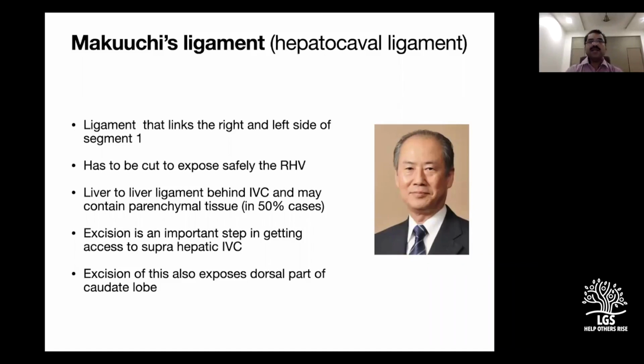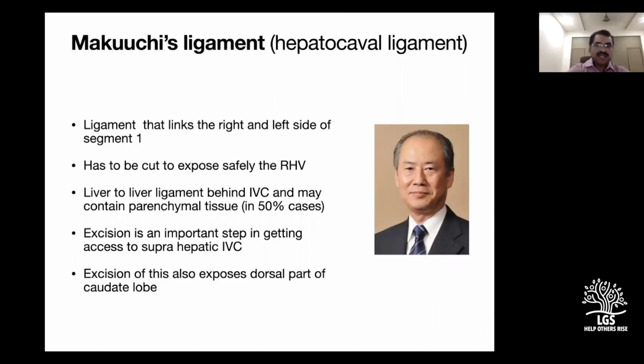So this is actually what is called the liver to liver, parenchyma to parenchyma ligament seen around the IVC area, which has to be cut to expose the right hepatic vein, or if you have to mobilize the IVC, you have to do it.